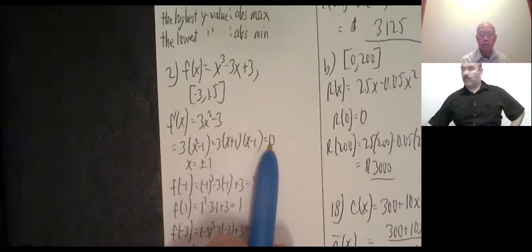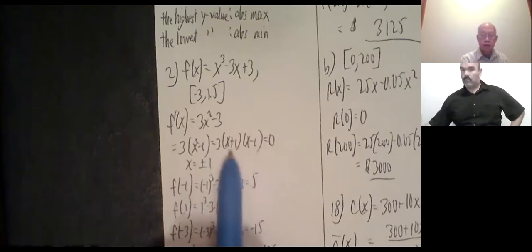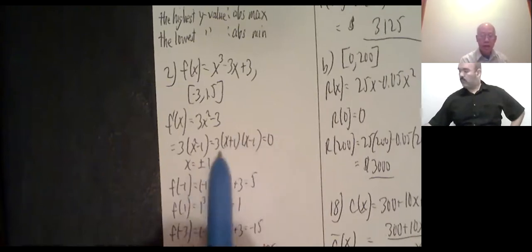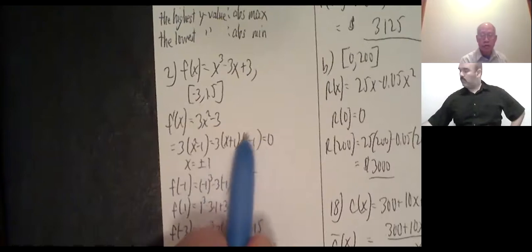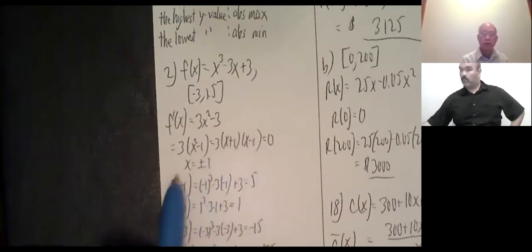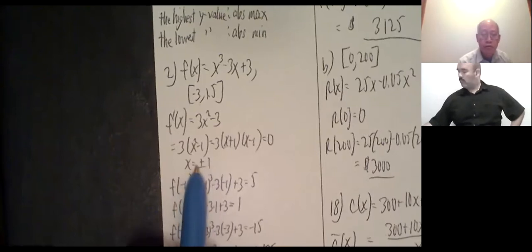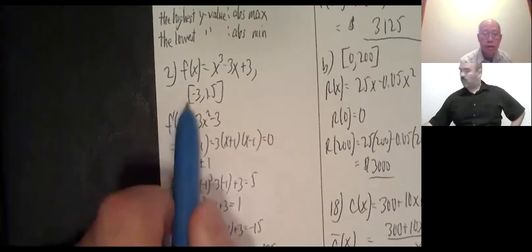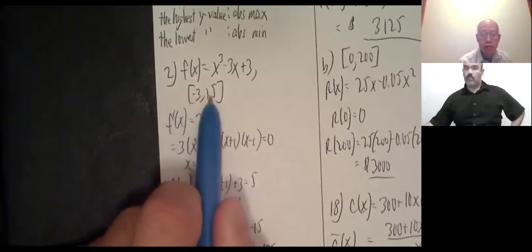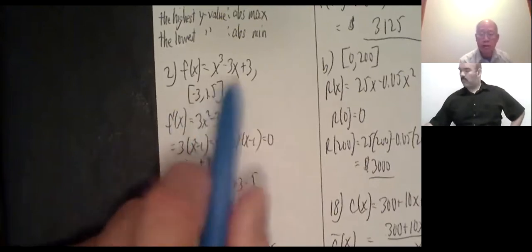Set it equal to 0. Okay, so what number makes this 0? Negative 1. What number makes this 0? Positive 1. So my critical numbers are plus or minus 1. All right, so now I'm going to check out 4 numbers: negative 1, 1, negative 3, and 1.5. Okay, just plug them in.